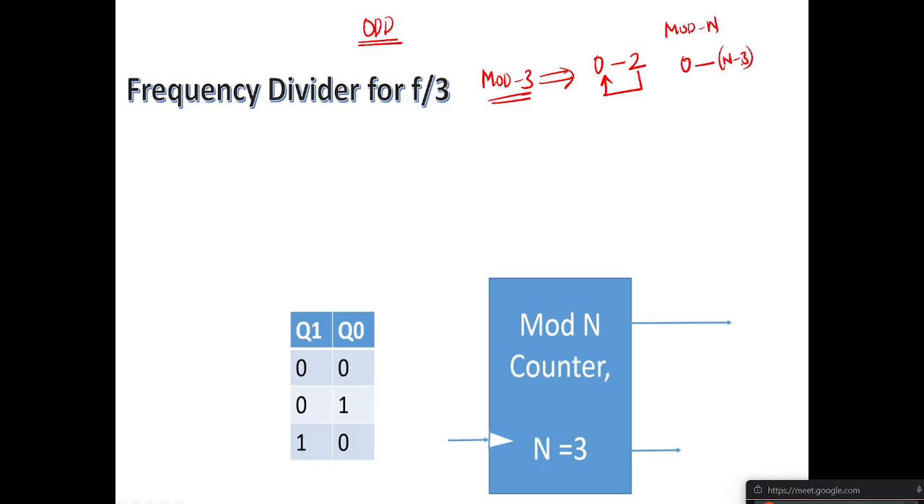So for the mod 3 counter, n minus 1 is 2. It will count from 0 to 2.